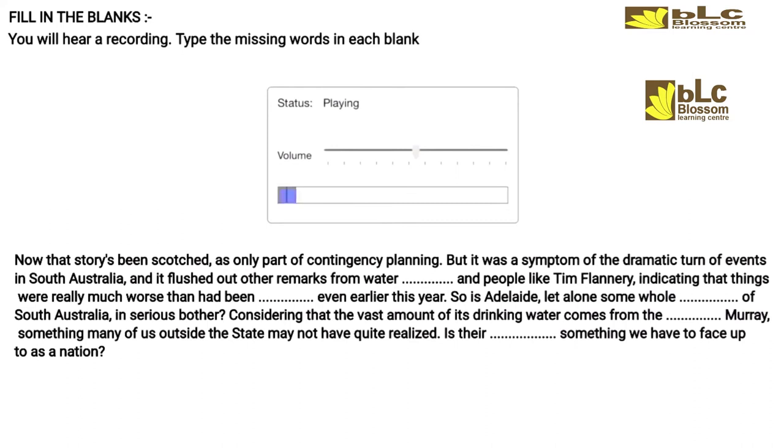Now that story has been scotched as a part of contingency planning, but it was a symptom of the dramatic turn of events in South Australia, and it flushed out other remarks from water academics and people like Tim Flannery, indicating that things were really much worse than had been foreshadowed even earlier this year. So is Adelaide, let alone some whole regions of South Australia, in serious bother, considering that the vast amount of its drinking water comes from the beleaguered Murray, something many of us outside the state may not have quite realized? Is there a predicament we have to face up to as a nation?